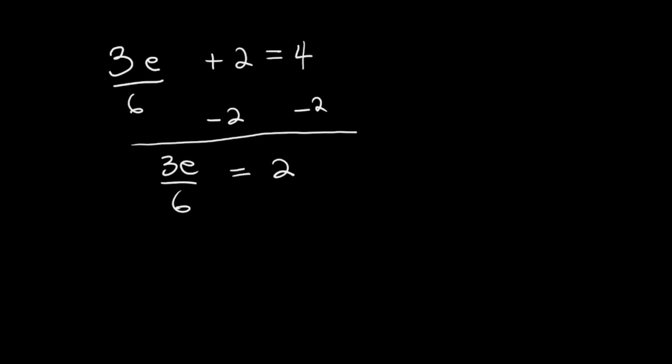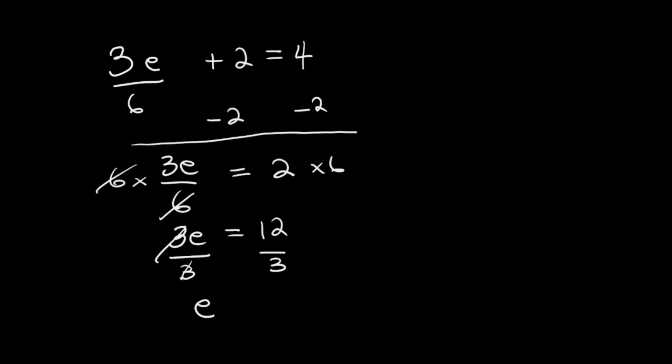Now we need to multiply by 6 on both sides to get rid of the 6 in the denominator. And this becomes 3e is equal to 12. And to get rid of the 3, we need to divide by 3. And therefore, e is equal to 4.